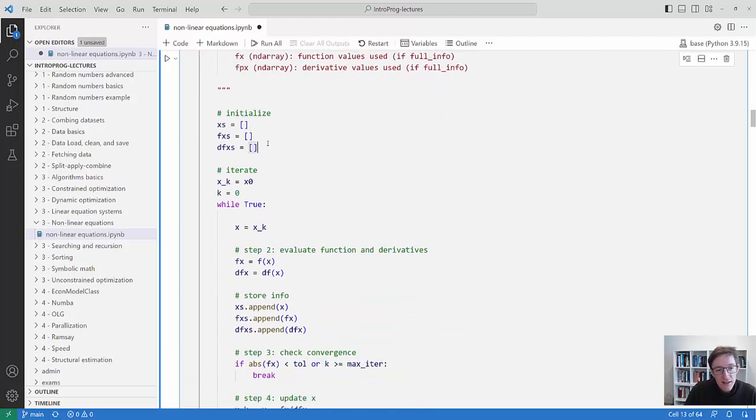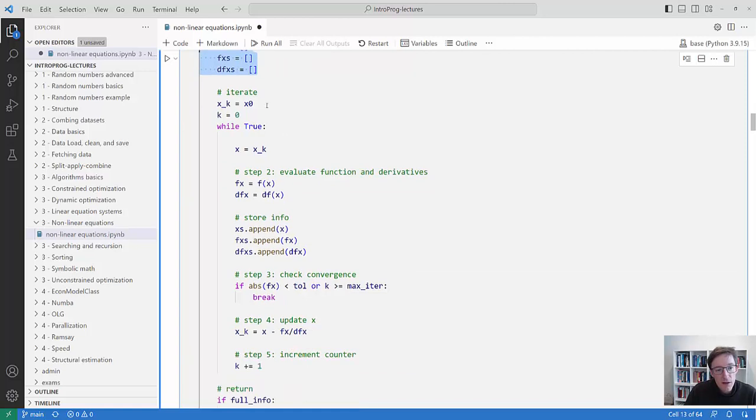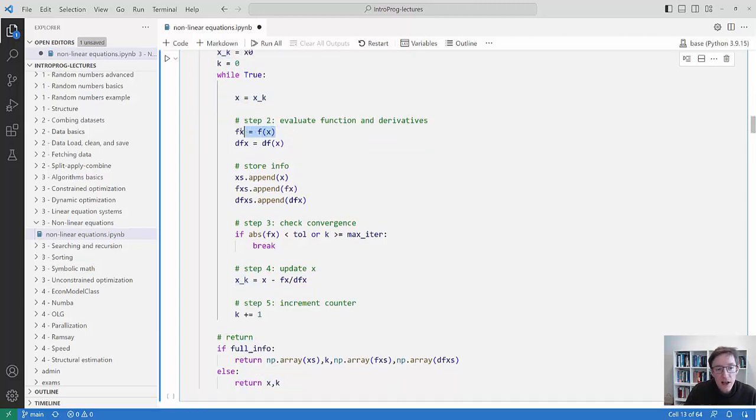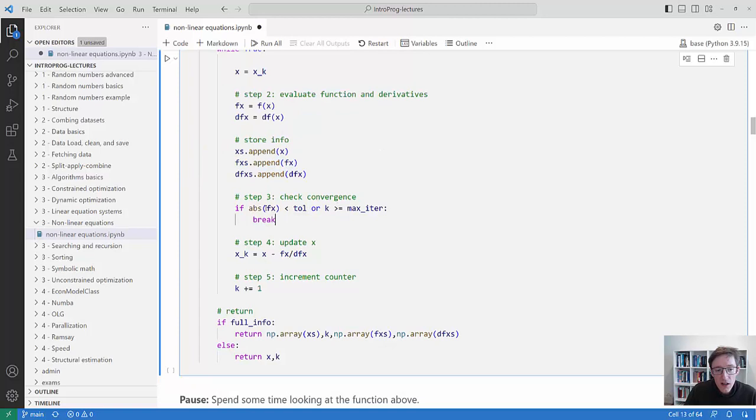We start by initializing some lists where we will store information on what's going on, and then we begin the real stuff, where we set our x in this period equal to x0, and then we set our counter equal to 0, and then we begin our process here. So we say that our x, that's equal to our current xk, we calculate the function value, we calculate the derivative, we store all this information, and then we check whether our function value is less than the tolerance. If it is, then we break.